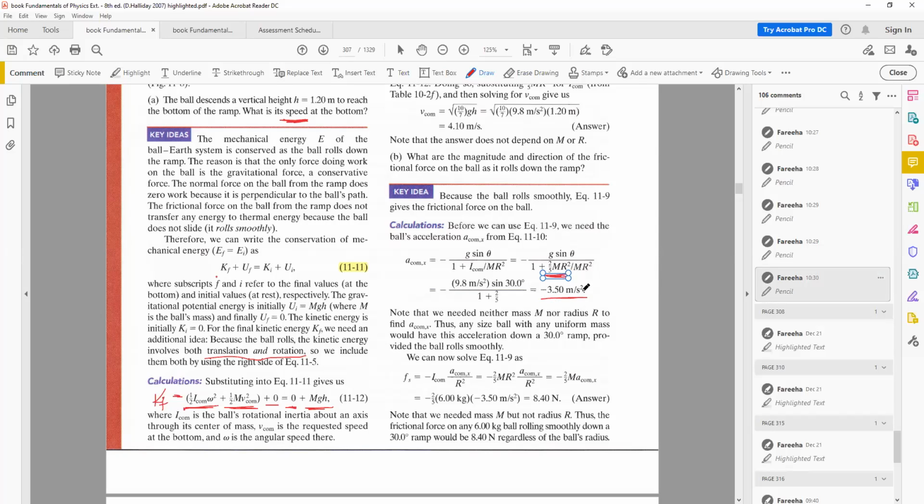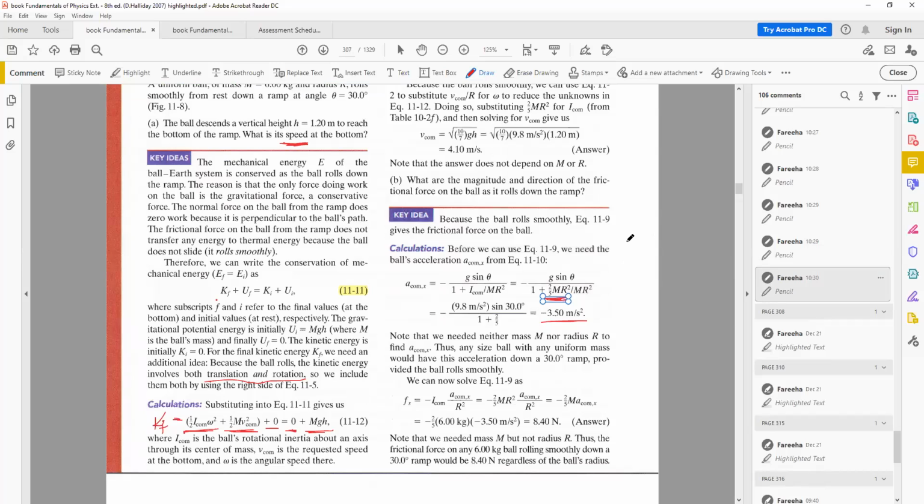So we did not need the value of the mass or the radius because these quantities canceled out. So don't get scared if you don't have some value. Do work through it, and many times there are many quantities that cancel out and therefore they're not needed.